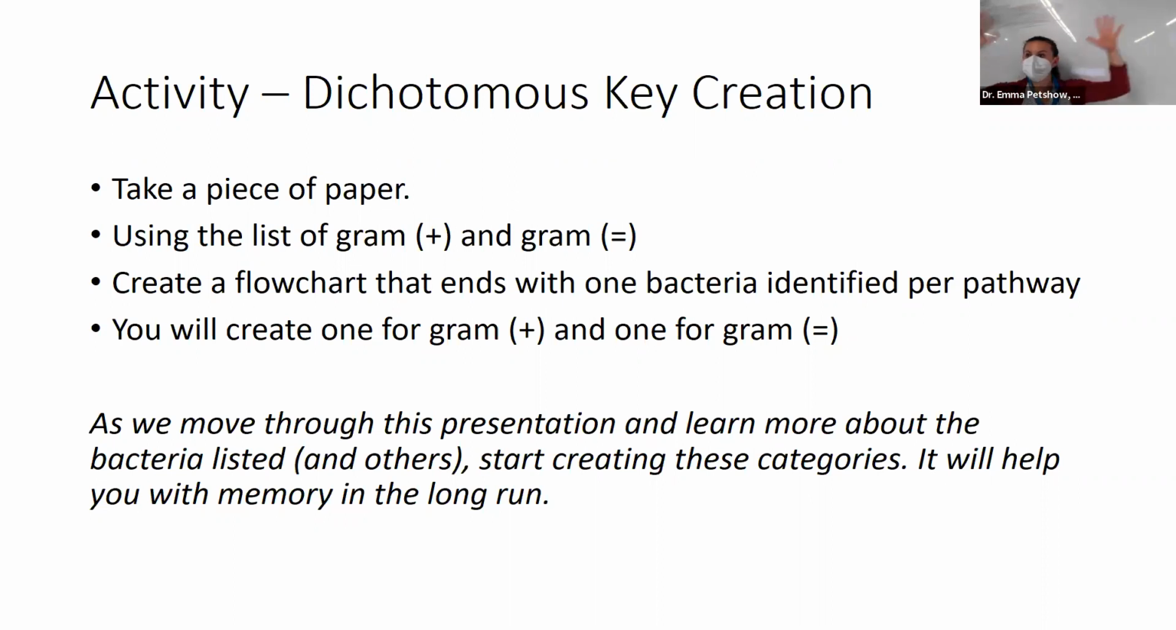But we're going to create some dichotomous keys today. A dichotomous key is a flow chart to identify bacteria. It really is just going to help you separate in your brain different types of bacteria and their components. The goal with a dichotomous key is typically to start with a group of bacteria and end up with each pathway leading to one bacteria on its own.